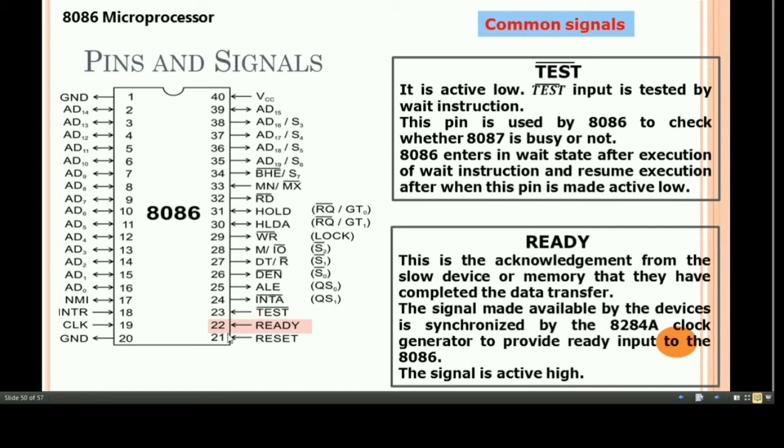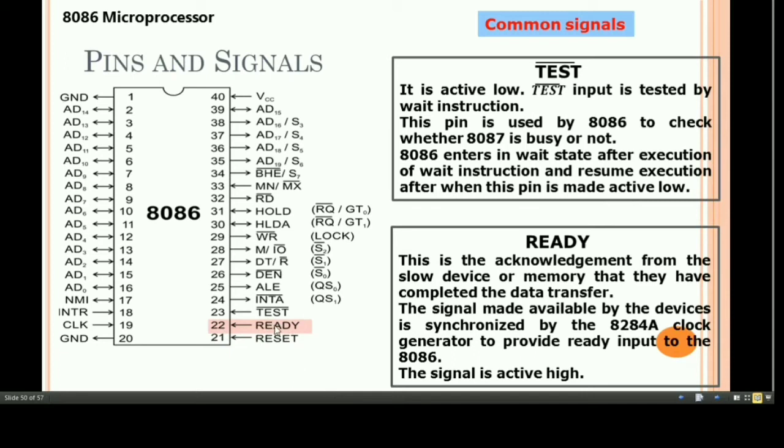Next is ready. Pin number 22 is nothing but the ready pin. So this is the acknowledgement from the slow device or memory that they have completed the data transfer, means to indicate whether the data transfer is completed or not by the memory device or the slow device. The acknowledgement is provided over this pin. This is acting as an input pin for 8086 and it is active high.